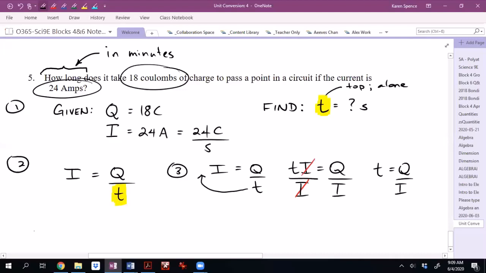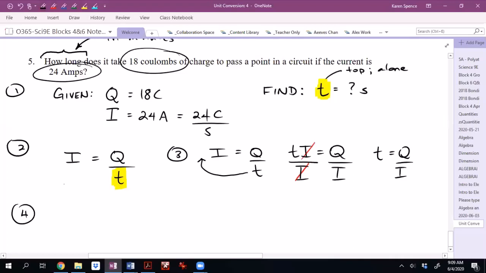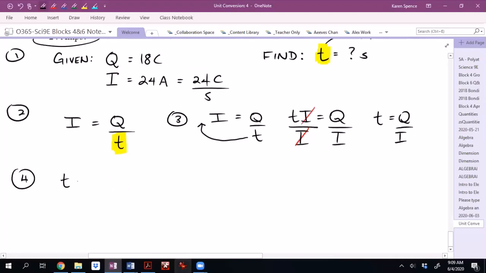Step number 4, we're going to plug into our formula. So I'm going to write my formula again because I want it to be clear that T is equal to the quantity of charge over the intensity of current, and the quantity of charge, 18 coulombs, divided by the intensity of current, 24 amps. Okay, we get that.